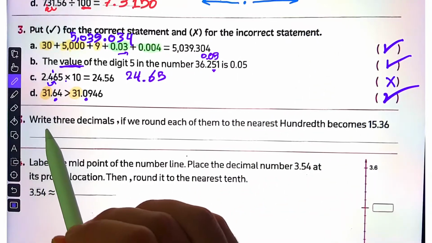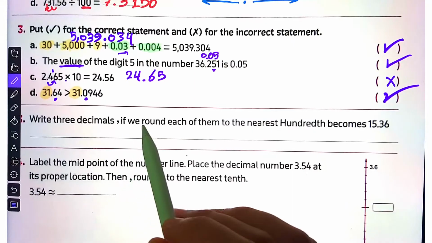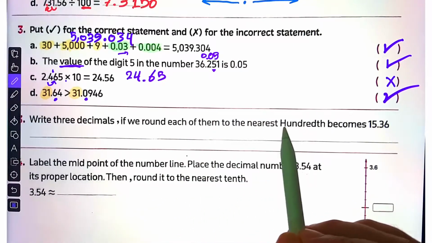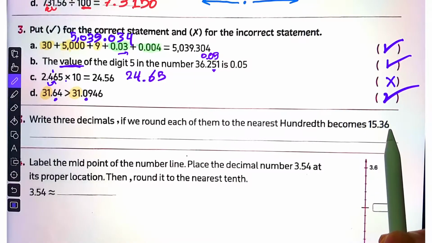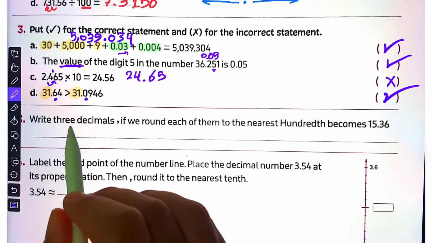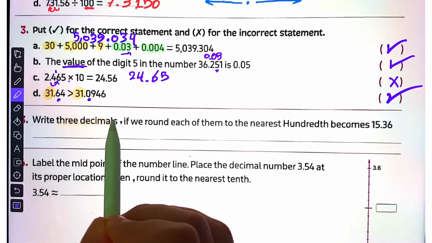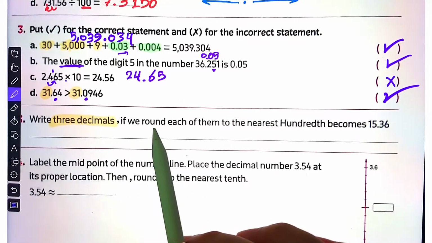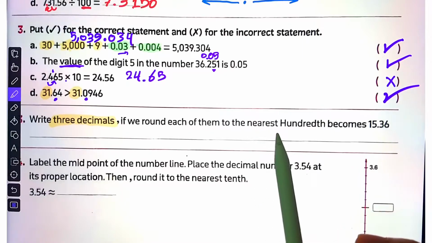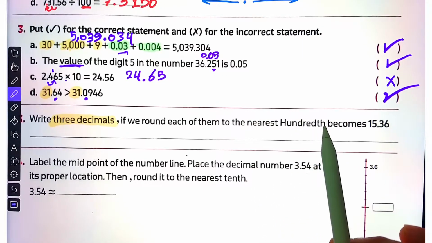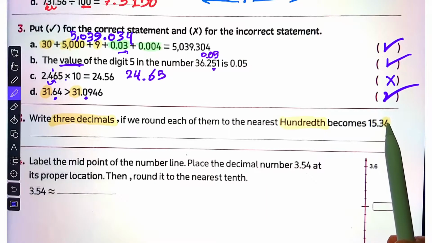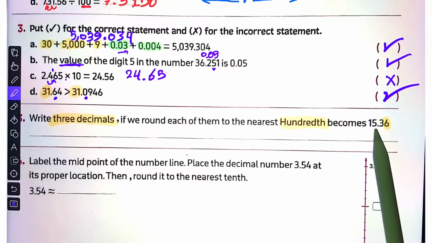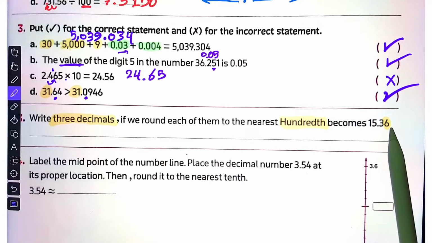Question number 3. Write 3 decimals. If we round each of them to the nearest hundredth, it becomes 15 and 36 hundredths. Again, I need 3 decimals. If we rounded each of them to the nearest hundredth, where is hundredth here in this number? Hundredth here is 6. The number will be 15 and 36 hundredths.